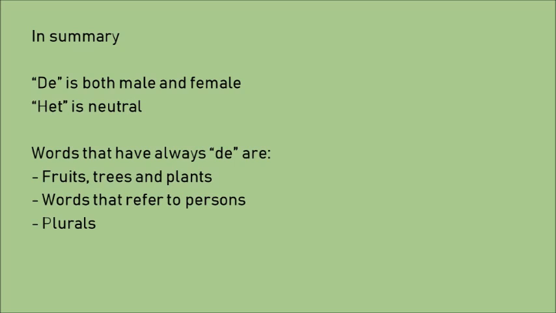So let's summarize everything that I have discussed thus far. De is both male and female, and het is neutral. Words that always start with de are fruits, trees and plants, words that refer to persons, and plurals. And diminutives always have het as article.